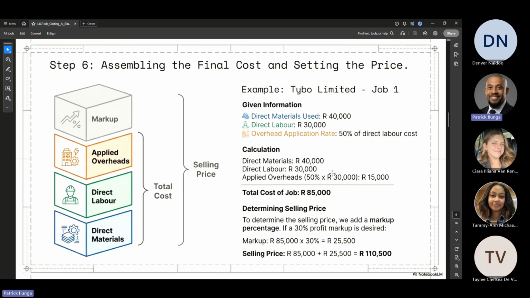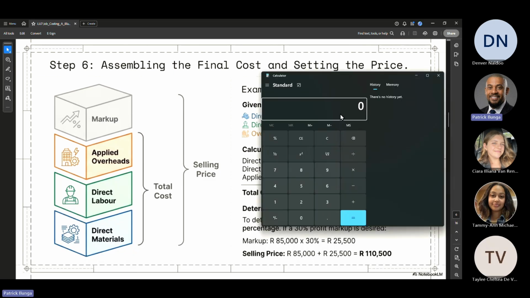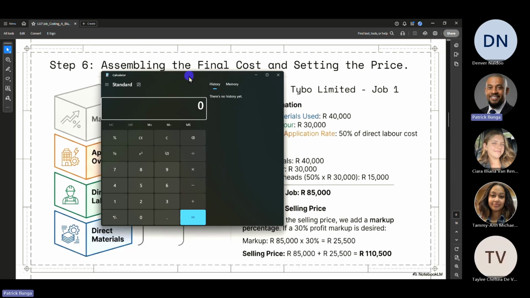30%. So you know you will take the cost, 30% of the cost. Let me just grab my calculator. I hope you have also your calculator. Time to practice. Please bring up your calculator. I don't want you to be just looking around and not doing anything at the moment, right? So our calculator is here.